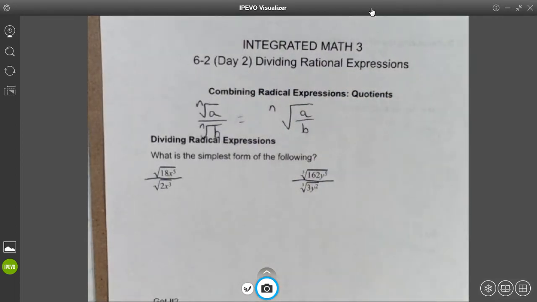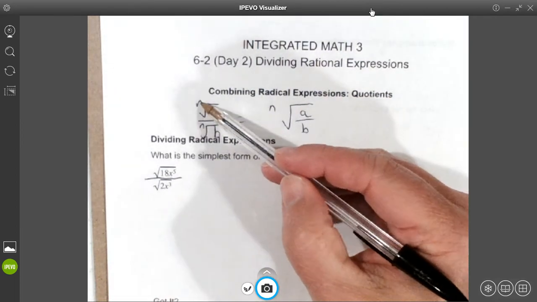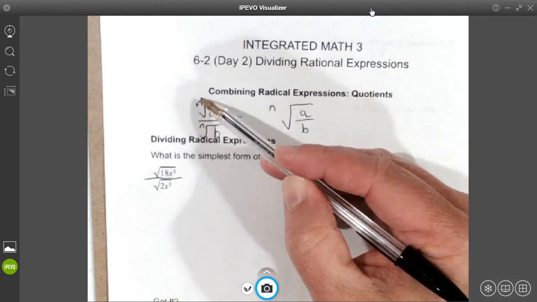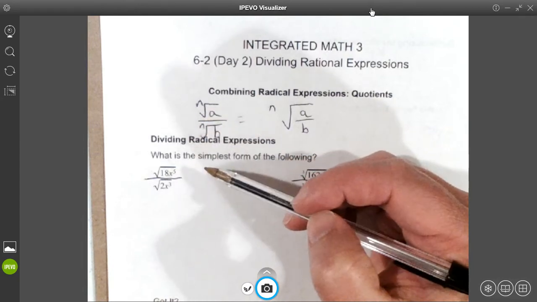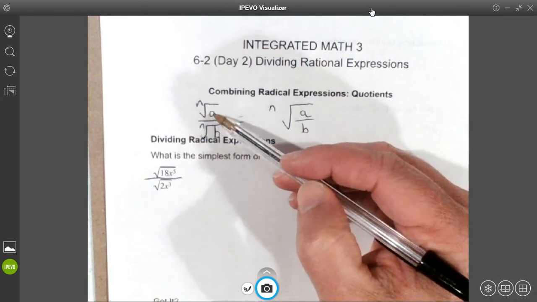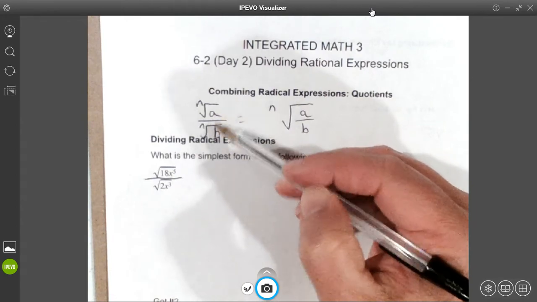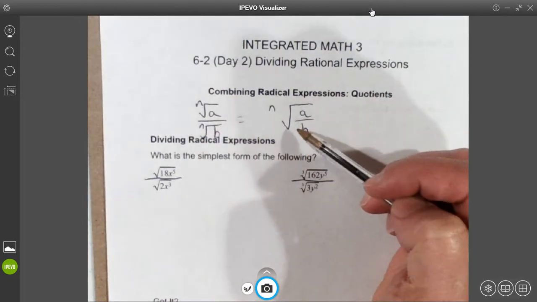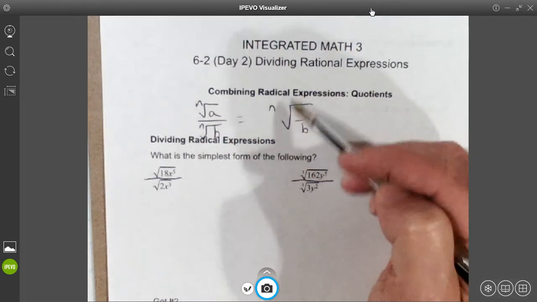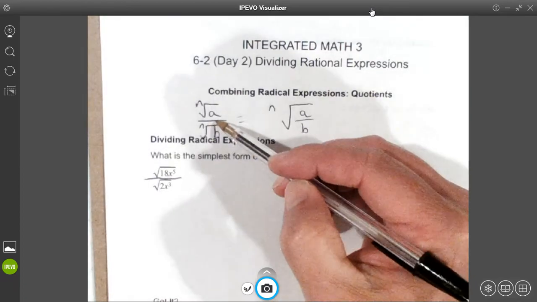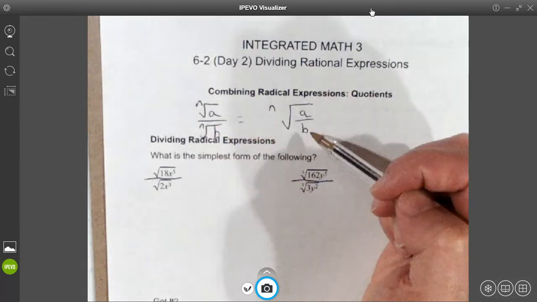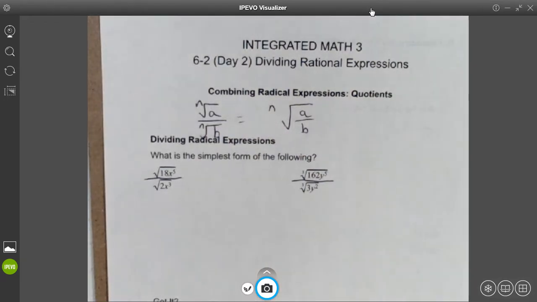All right, so what does that mean? First of all, a couple things to notice here. The indices have to be the same: both square roots, both cube roots, both fourth roots, whatever. If I have a division problem involving two different square roots, for example, I can write that as a division problem underneath one square root. Or if I have a division problem involving two cube roots, I can write it as a division problem underneath one cube root.